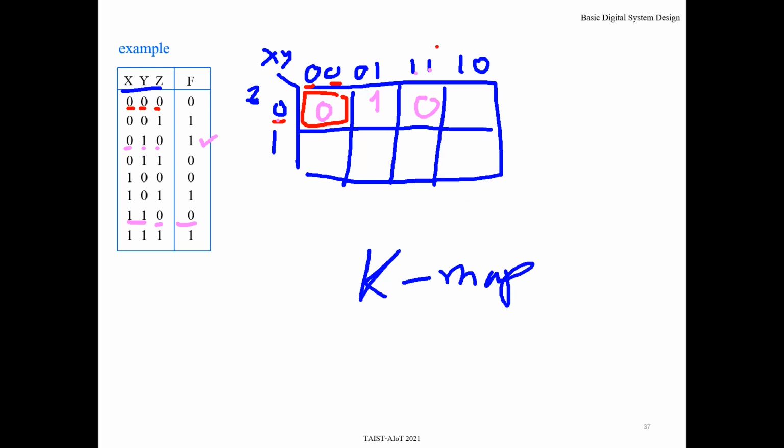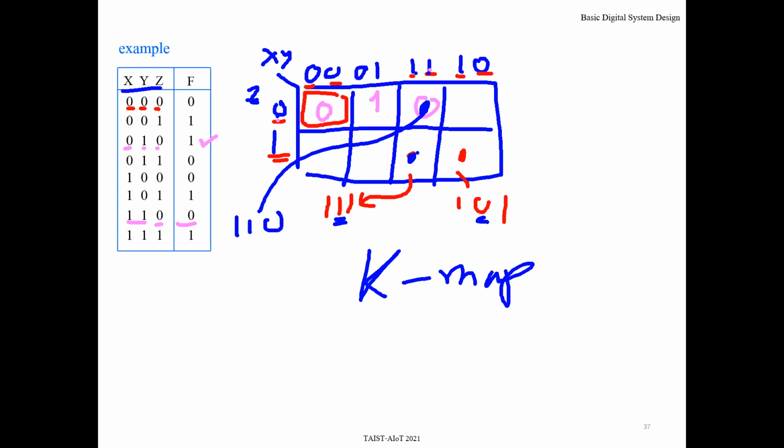Note, the inputs of two adjacent cells will differ in only one bit. Namely, for the cell with input value x, y, z of 1, 1, 1, right? And the cell with input 1, 0, 1. Okay, one bit different. So this point and this point also, right? This one is 1, 1, 0. This cell is 1, 1, 1. Okay, different in only one bit.